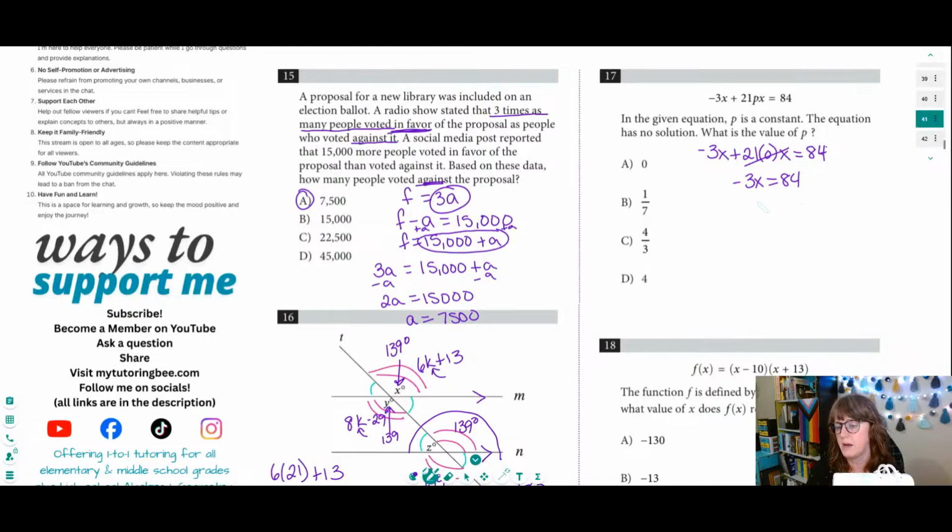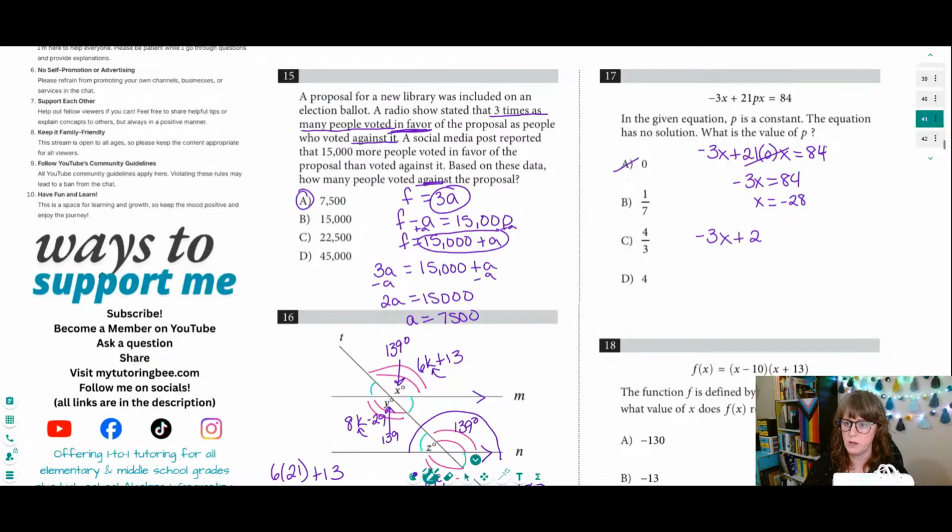So if we divide by negative 3 on both sides, what is that? 84 divided by 3, 28. So x equals negative 28. So that is a solvable equation. So, I don't think it's A. Let's try 1/7.